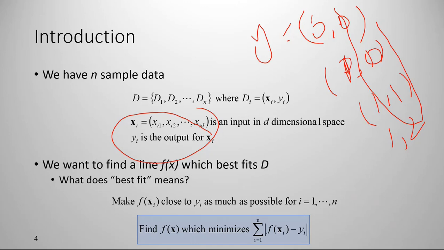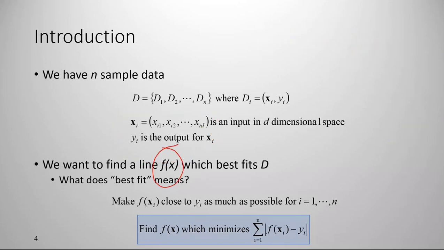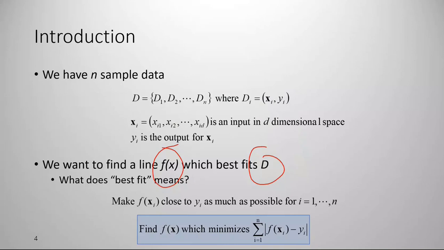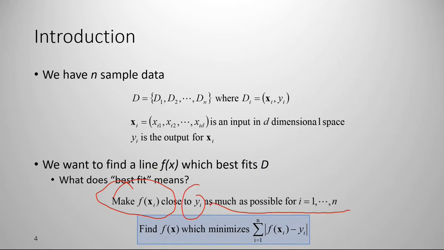We want to find a line f of x. f of x, so line means a function. So we want to find a line f of x which best fits the data points. Data points mean these points. What does best fit mean? Best fit means make function f of x close to y as much as possible.